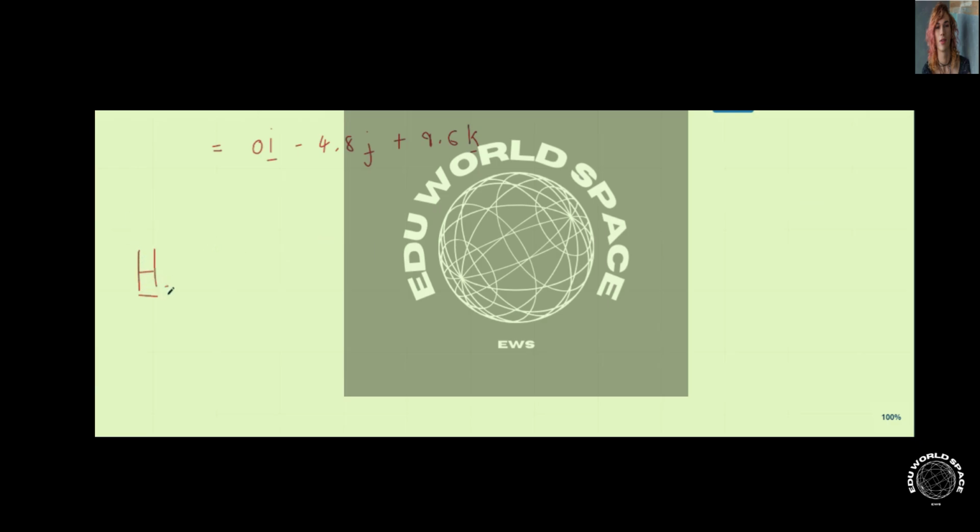So hence we've calculated our angular momentum. Our angular momentum h naught is equal to minus 4.8, and the units are kg meter squared per second in the j direction, plus 9.6 kg meter squared per second multiplied by the basis vector k. So that's our angular momentum of the system of three particles about the origin, point O.